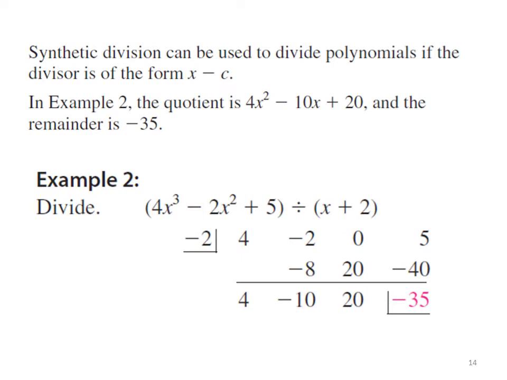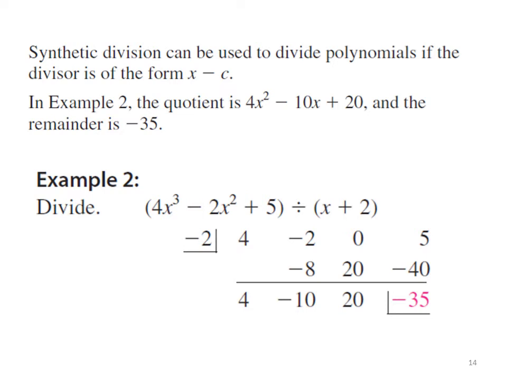Here you might want to use long division to carry out the division. You will find out that this not only gives you the remainder, which is minus 35, but the quotient will be those numbers; the last line will give you the quotient as well. Here these are the coefficients for the quotient. The quotient will be 4x squared minus 10x plus 20, and this last number here is the remainder.